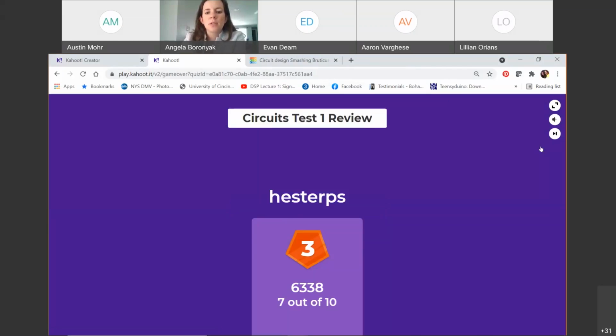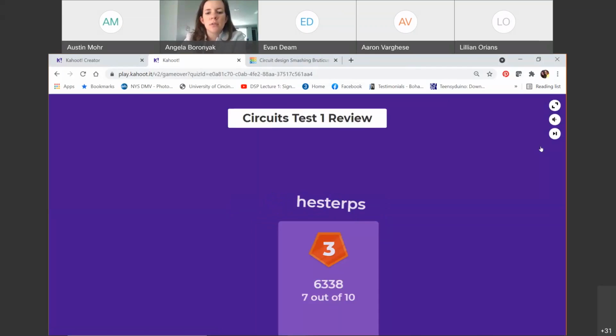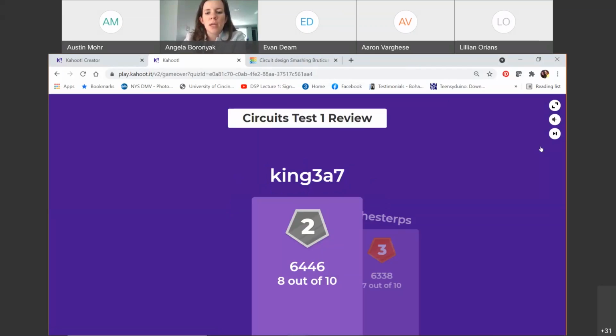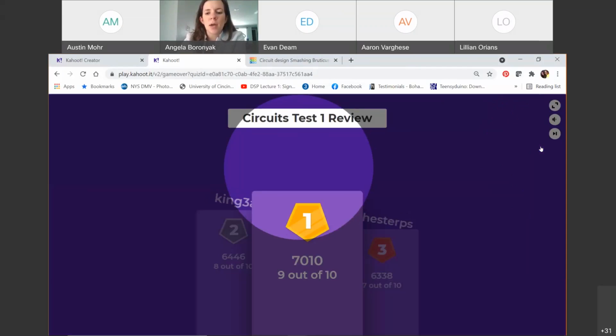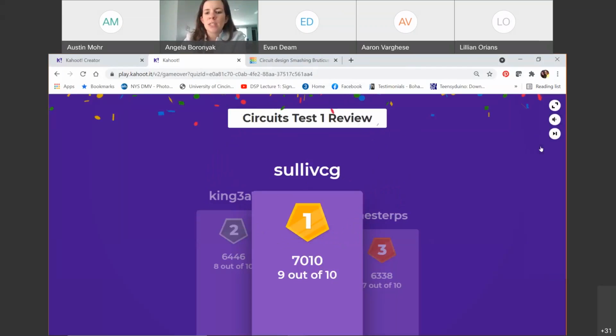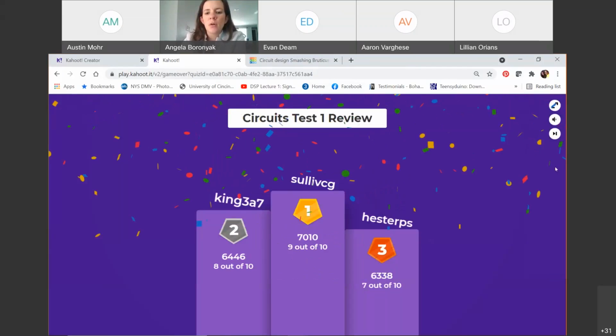Third place, Hester PS, congratulations. Second place, silver medal, King 3A7, congrats. And gold place, they make this very dramatic with the spotlight, Solo CG. So thank you all for playing.